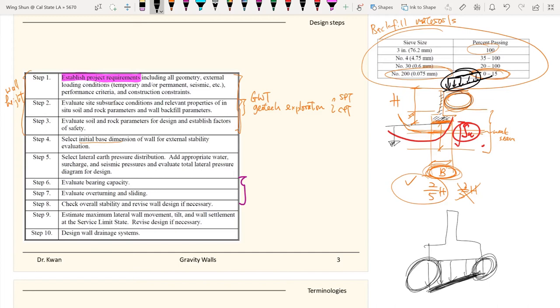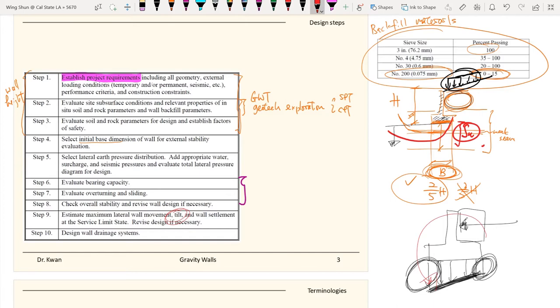And in the long term, for the retaining wall, you also have the backfill soil here pushing the wall this way. So we would expect the whole wall will tilt a little bit, toward the other side from the backfill. So that's why we need to estimate the lateral wall movement, the tilting, and the wall settlements. The wall settlements are likely some differential settlements. So we need to check that. That's step number nine.